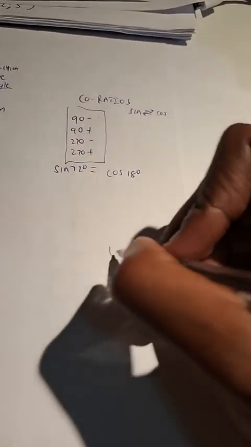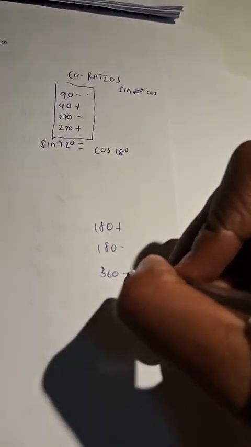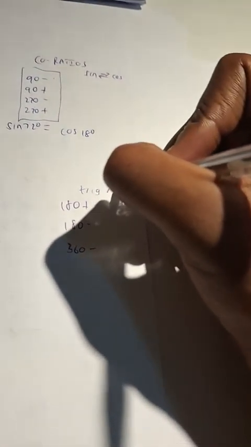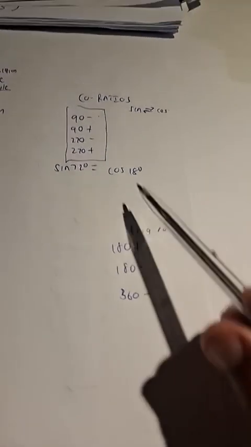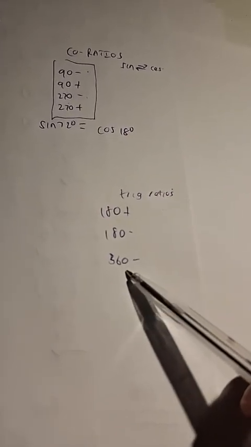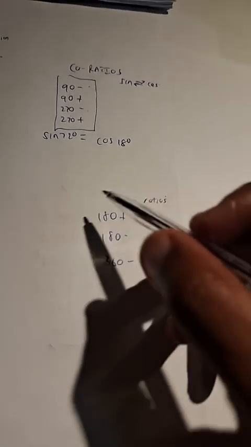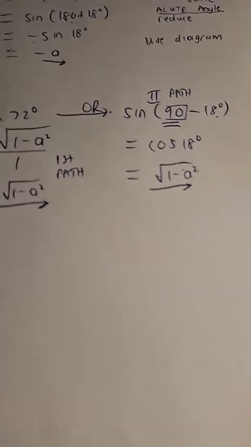But with 180 plus, 180 minus, and 360 minus, the change of sine to cos does not happen. The trig ratio stays the same. It's only the sign, depending on which quadrant it is in, that changes. So 90 minus, 90 plus, 270 minus, and 270 plus always change, whereas 180 plus, 180 minus, and 360 minus do not lead to a change in trig ratio. So that's something for you to know if you didn't know it, for future benefit and purpose.